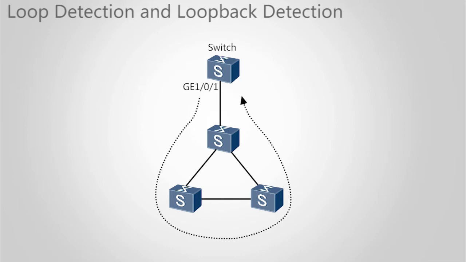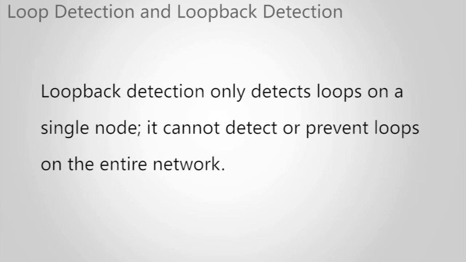A switch configured with loopback detection periodically sends detection packets to detect loops. If detection packets sent from an interface on the device are returned to the same interface, a loop exists on the network that is connected to the switch. As shown in the figure, if detection packets sent from GE1/0/1 of the switch are sent back to GE1/0/1, a loop exists on the network connected to the switch. Loopback detection only detects loops on a single node. It cannot detect or prevent loops on the entire network.